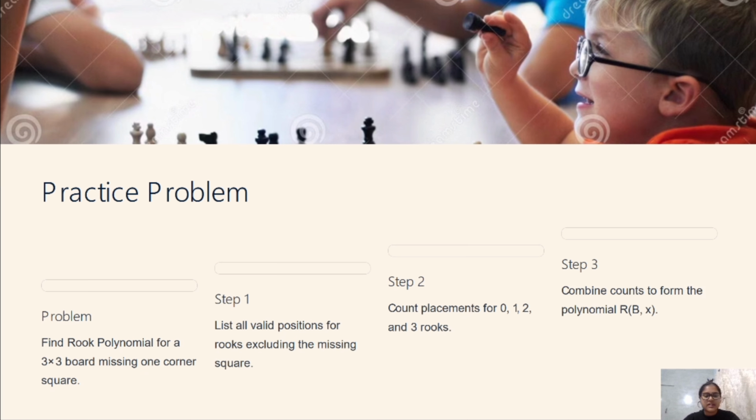The first step is to list all the valid positions for rooks, excluding the missing square. For step 2, count placements for 0, 1, 2, and 3 rooks. And for step 3, combine counts to form the polynomial R(B, x). And the answer for the 3 by 3 board, which is missing one corner square, is 1 plus 6x plus 6x squared.